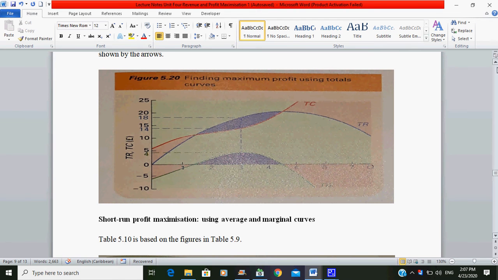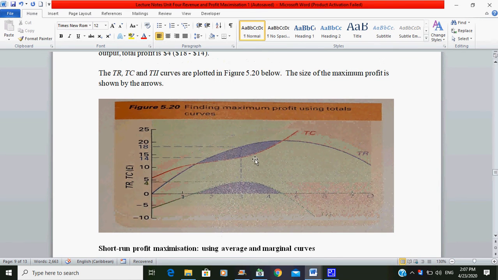So as I said before, there are some arrows drawn right here, right? This part and this part. Good. So the size of the maximum profit is shown by the arrows, which is in between right here. You can't see them so clearly, but you should draw some arrows right here, arrows to each right here. Good. And that's it. This is finding maximum profit using the totals curve.